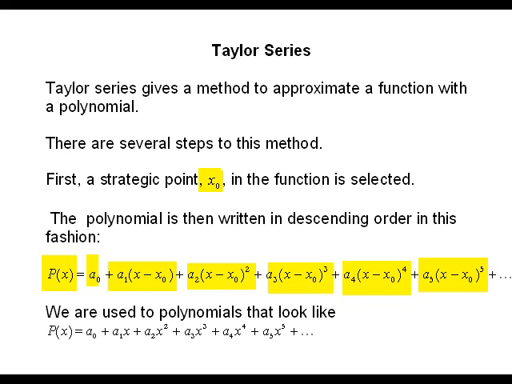Now we're used to polynomials being written like this, constant term if we wrote it in descending order, then a1 times x, a2 times x squared, a3 times x cubed, a4 times x to the fourth, etc. And this is exactly the same, except instead of x, we write x minus x naught. Remembering x naught is just a number. It's just the strategic point. You actually could write all this out and combine it, but it's very handy in this form, and this is how we start.